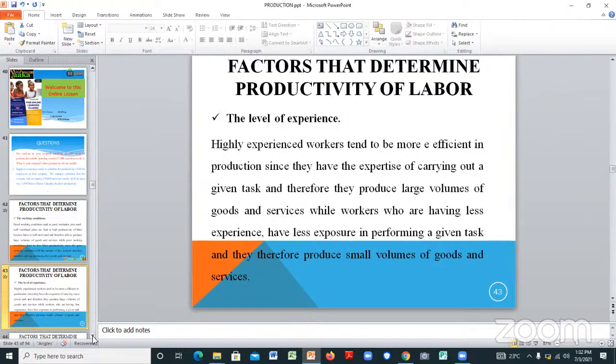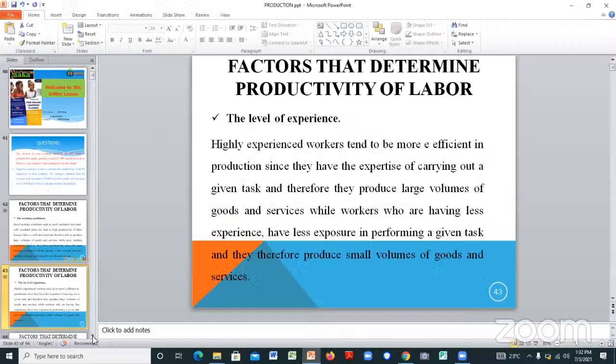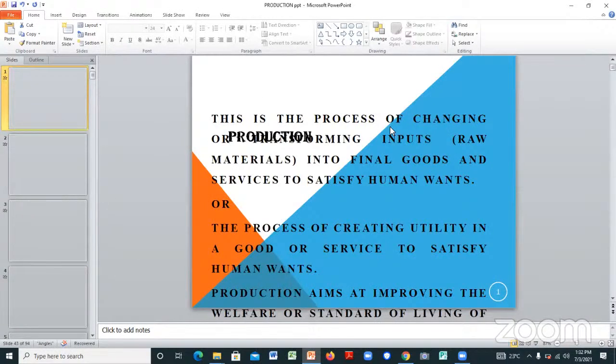Apart from what you've seen, there is also government regulation. So if the regulations of the government favor production, then the productivity will be very high. But if there are very many regulations that are restricting producers, it will hinder their production, therefore leading to low productivity.